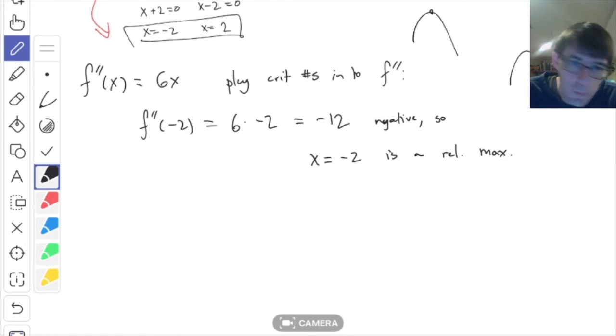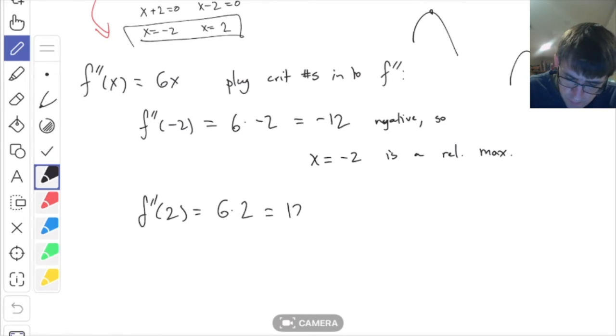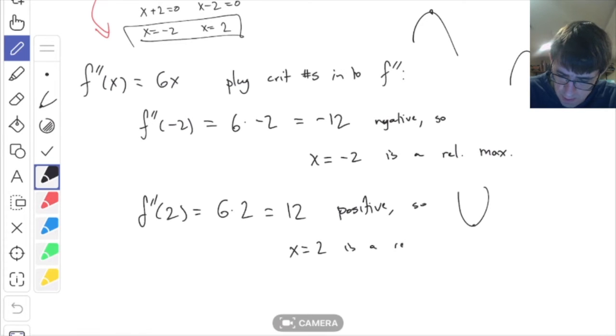Okay, and what about the other one? F double prime of positive 2. I got 6 times positive 2, which is positive 12. This is positive. So that means the shape is concave up, which has this smiley shape, which means that point is a minimum. So x equal 2 is a relative minimum. This is the second derivative test.